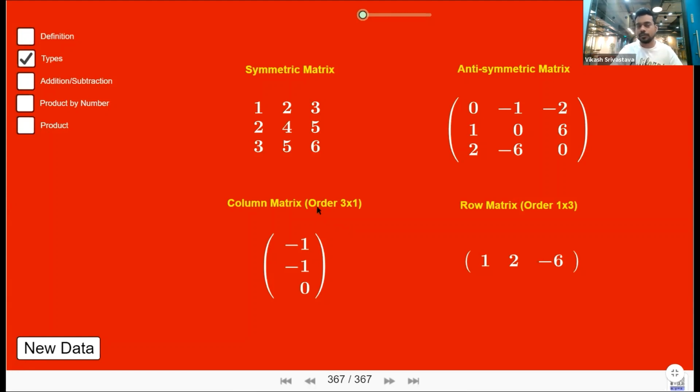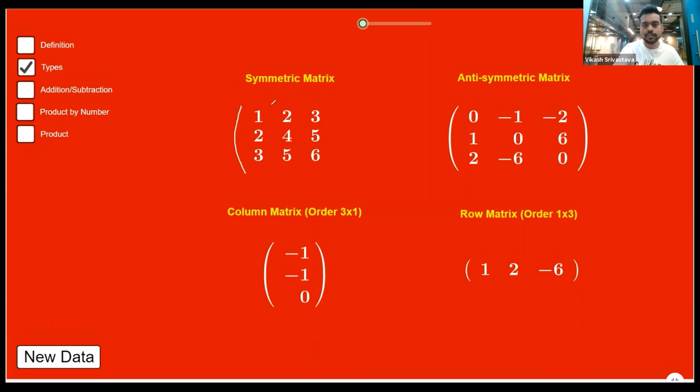Let's look at another type of matrix, which is the symmetric matrix. I forgot the brackets here, but I hope you understand, and I can of course annotate this. All right, so this is a symmetric matrix.